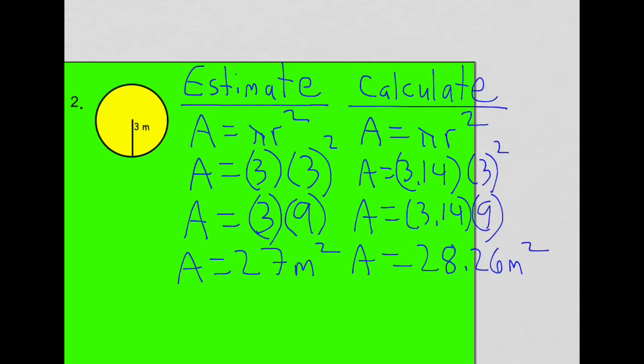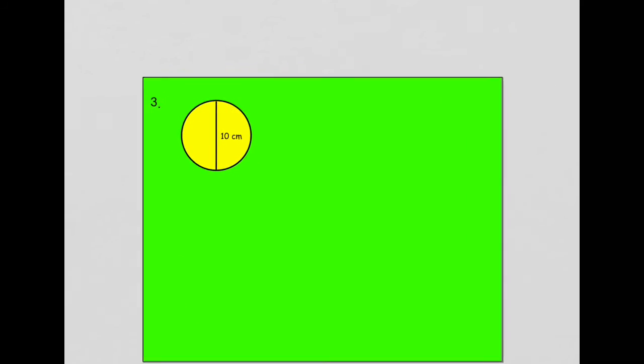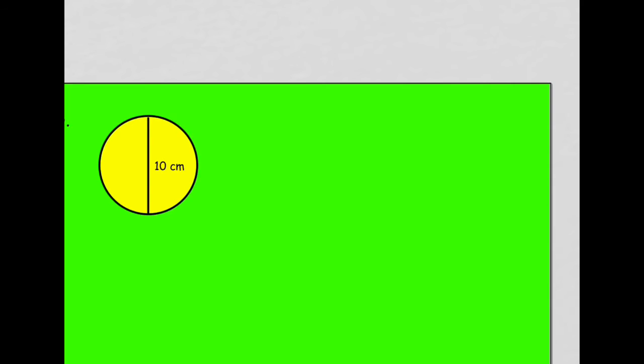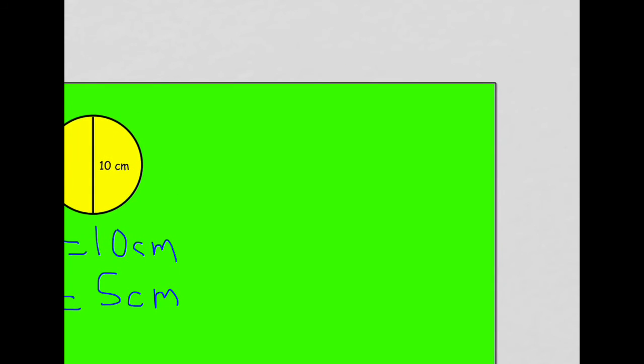Okay, let's do another one. All right, this one's a touch different. Now look at this one. In this question, we're not given the radius of the circle, we're given the diameter of the circle. The diameter, small d, is 10 centimeters. We need the radius to calculate the area of a circle. So remember, radius is half the diameter. So that means in this question, the radius will be 5 centimeters.